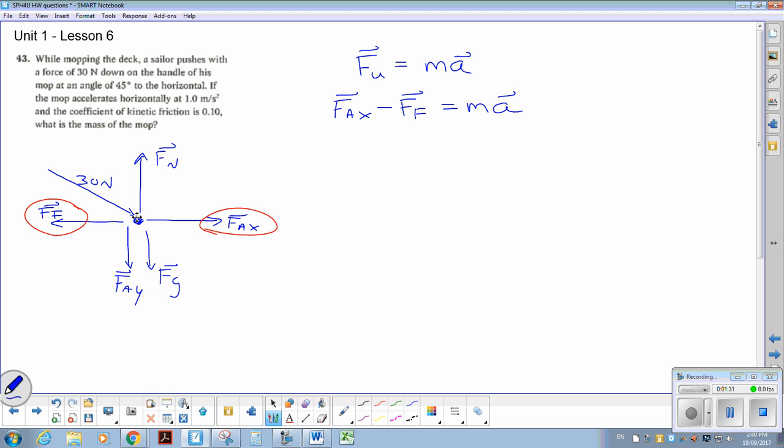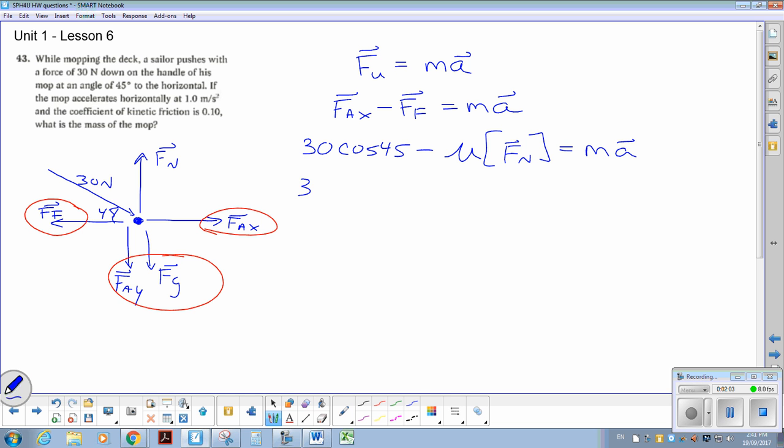Your next step is to blow it out a little bit further. So FAX is going to be 30 cos, what's the angle? It's 45, cos 45, minus, now your force of friction, this has a couple of components to it because now there are two forces acting downward on the mop head. So you will have mu multiplied by F normal. I'm going to add a couple extra steps in here. MA. So carrying forward extra stuff here.